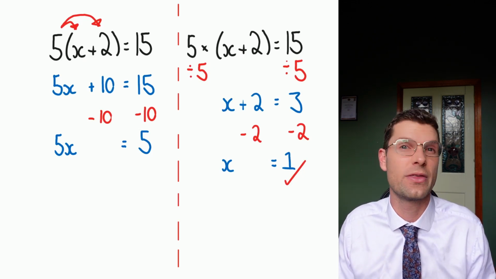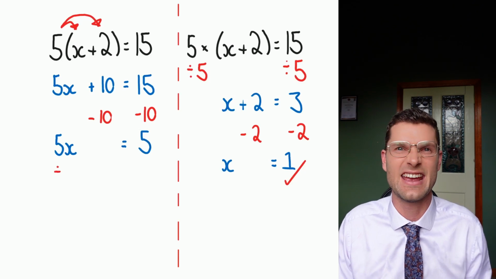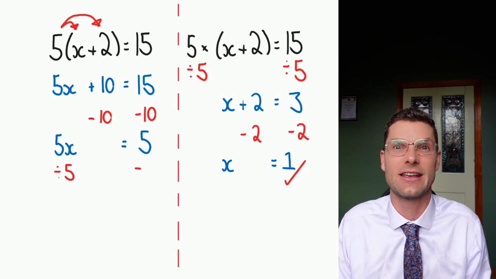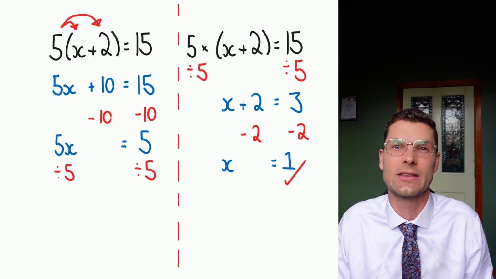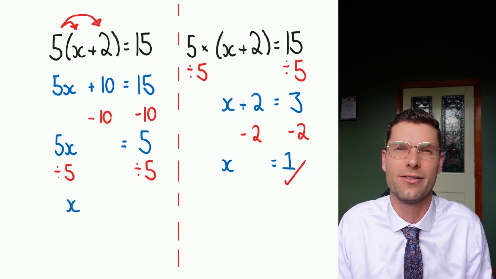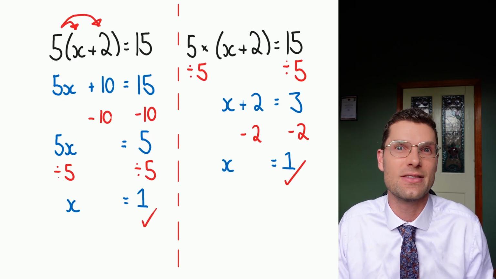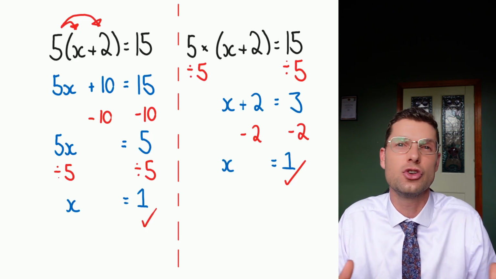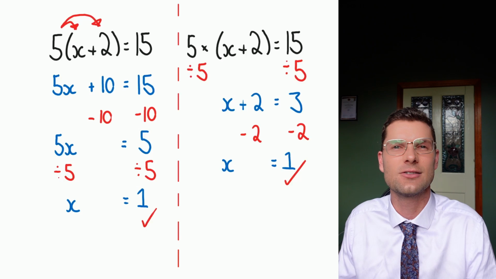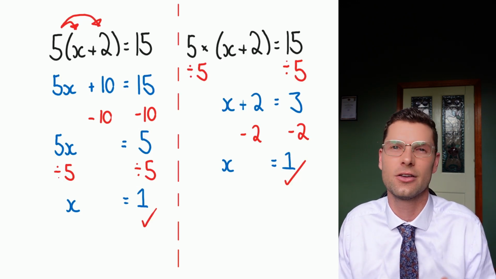Just to double check this with our expanding one, I've got 5 times x is equal to 5. I have to get rid of that 5 times. Doing the opposite, I divide both sides by 5, and I'm just left with x is equal to 1. Both of these methods gave me the exact same answer, so you can just choose whichever one you like. As long as the mathematical principles are fine, you're going to be sweet.